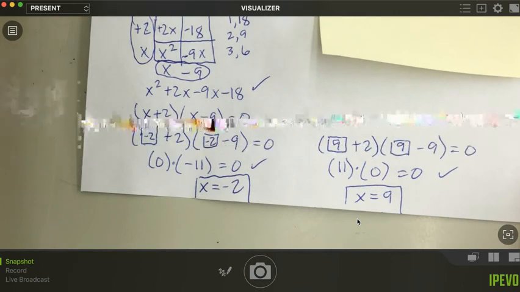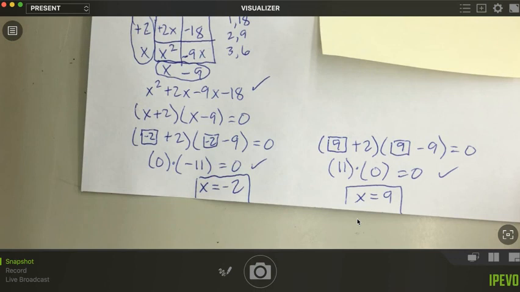All right, and that's all there is to it. So basically what we're doing is using our factoring skills and then using our reasoning skills to recognize that there could be two solutions in this case.